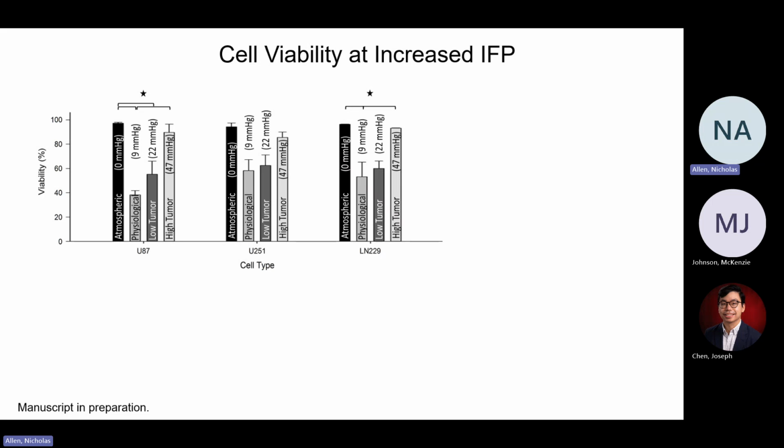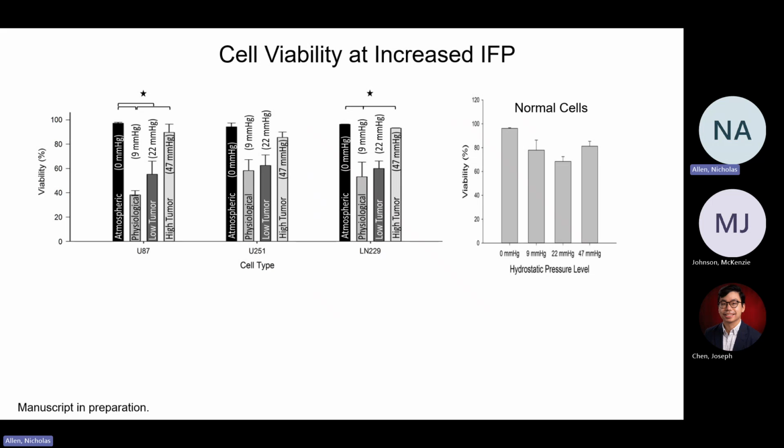And we found this parabolic response in all of the cell lines. What we're looking at is viability. So at atmospheric pressure, our cells are fine, everything's fine. As we begin to apply pressure, we see a lot of cell death. But interestingly, at very high pressure, we don't see cell death, and that suggests some sort of avoidance mechanism.